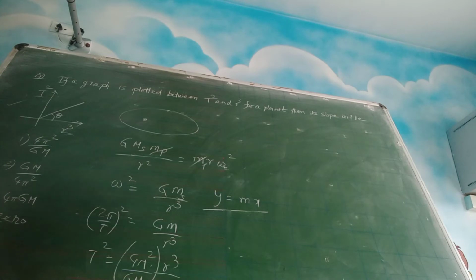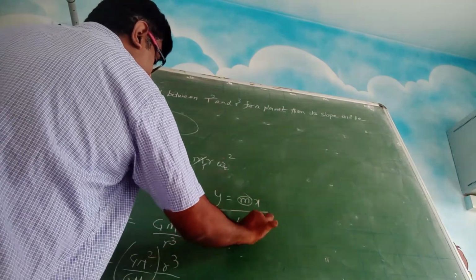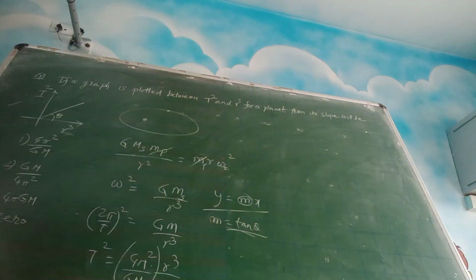Alright. So what is the slope here? Slope means tan theta, right? So what is the slope here? 4 pi square by GM. 4 pi square by GM is the answer. Option 1 is the right answer.